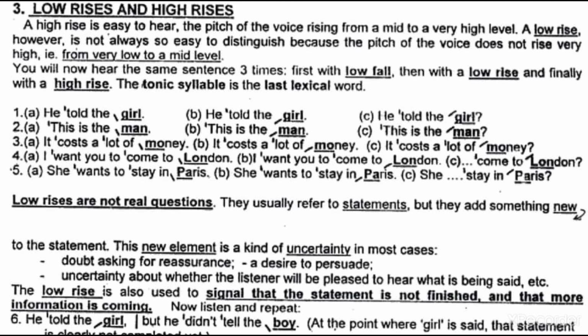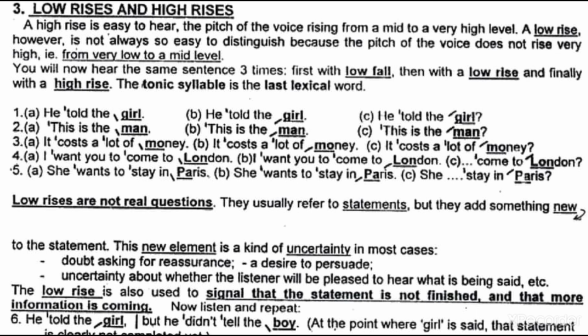Number 1. A is a low fall. It means it's a normal statement. So, he told the girl. B, I'm going to use the low rise where I want to show uncertainty or an incomplete part of a sentence. So I will say, he told the girl. Here I'm uncertain if the listener will be pleased with what I'm going to say, or maybe the sentence is not complete. For example, he told the girl, but he didn't tell the boy.